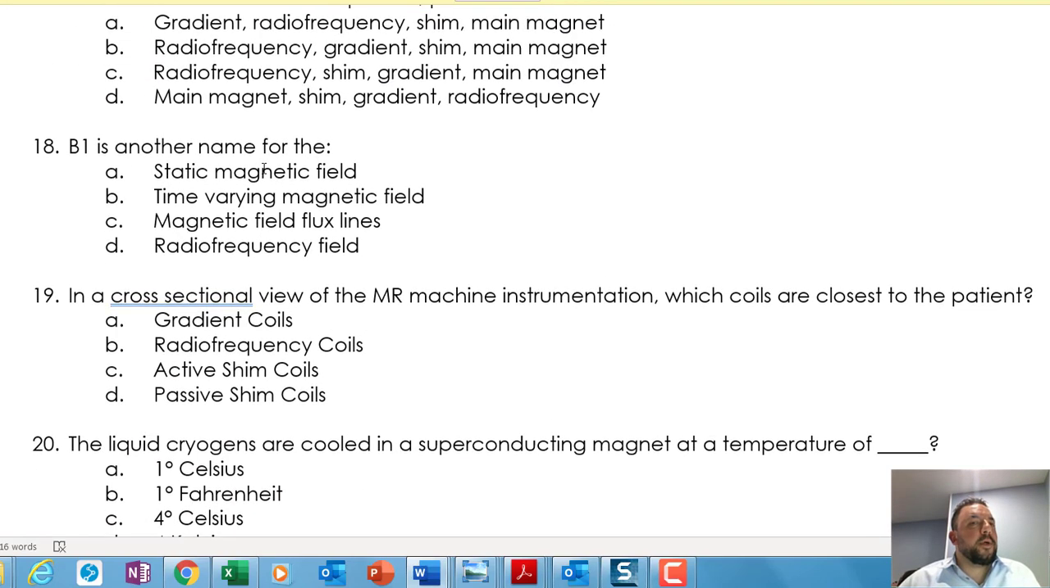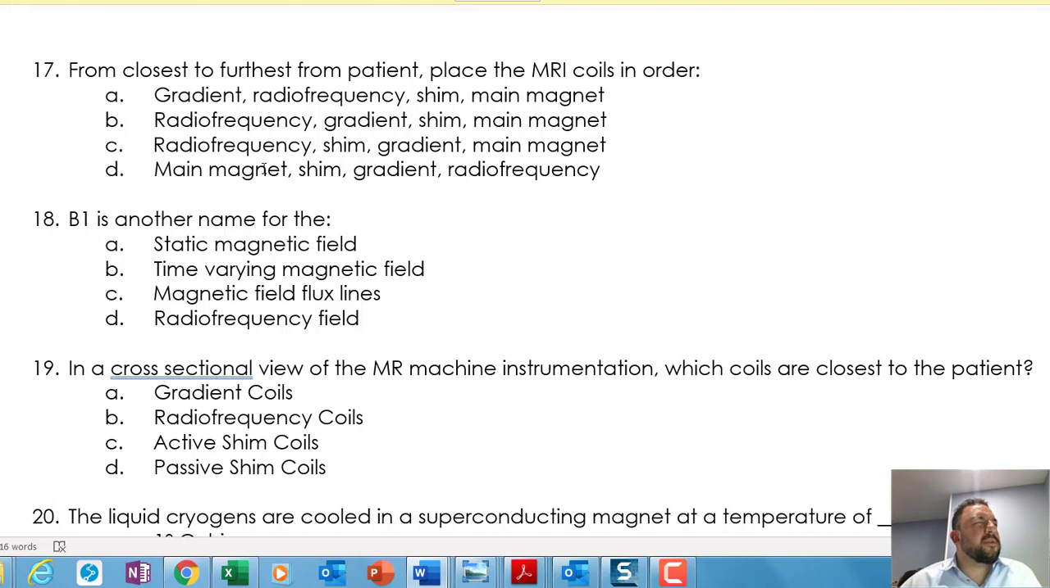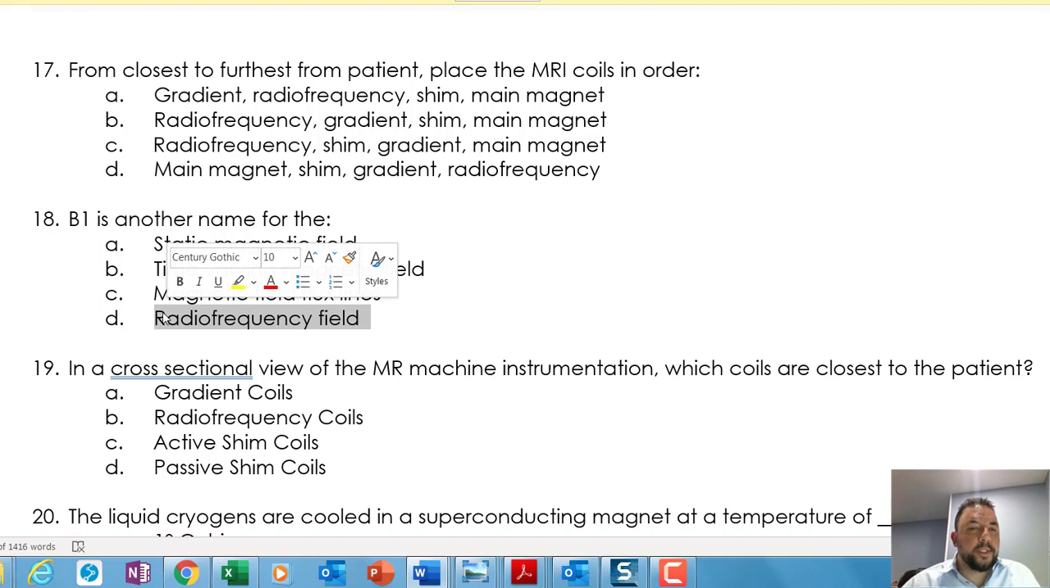We're on question 17. From closest to furthest from the patient, place the MRI coils in order: radio frequency, gradient, shim, and main magnet. These are the components from closest to the patient to furthest away. B1 is another name for the radio frequency field, always perpendicular to B0, always a smaller intensity magnetic field than B0, its larger, more powerful counterpart.